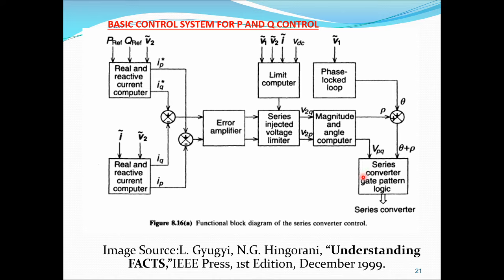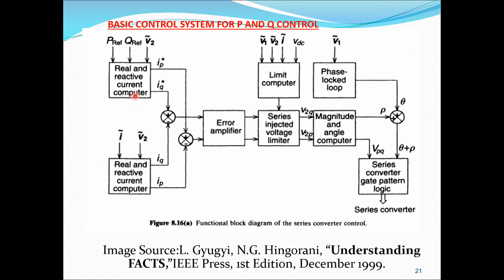Our intention with the series converter control is finally to give it to the series converter. For the series converter, which things would I like to give it? That's the question. I would like to give it the series converter gate pattern logic. Finally, we know series converter control will give V_PQ and two more angles: one is rho, another is theta. Theta comes from the phase locked loop, and the input for the phase locked loop here is V1. How we can evaluate these parameters, observe this first.